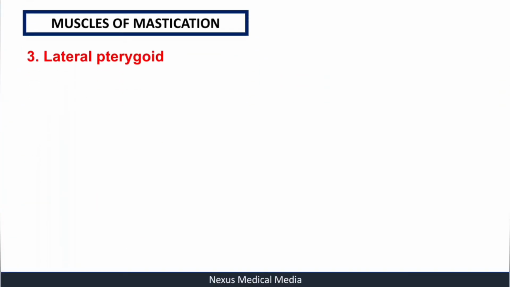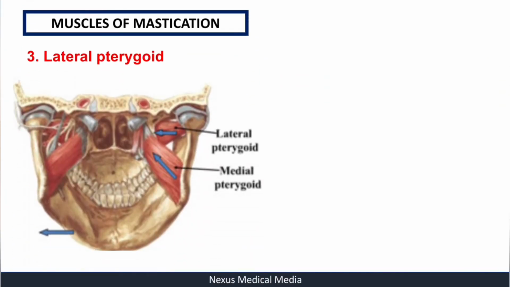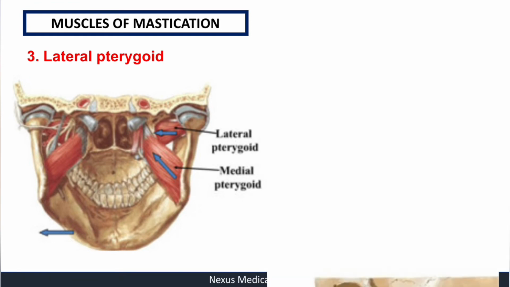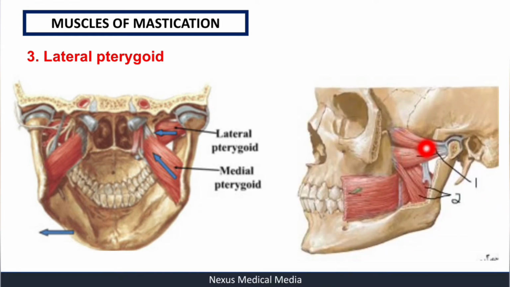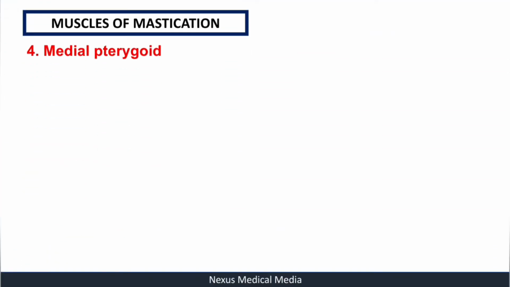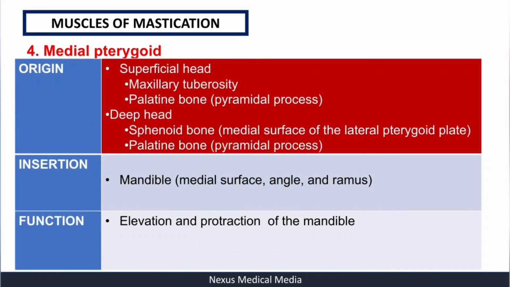So here is the lateral pterygoid. Here you can see it. This muscle is the medial pterygoid, the one we're going to talk about last. Again, this is another image where you see the lateral pterygoid, and here is the medial pterygoid. Let's look at the origin, insertion, and function of the medial pterygoid.